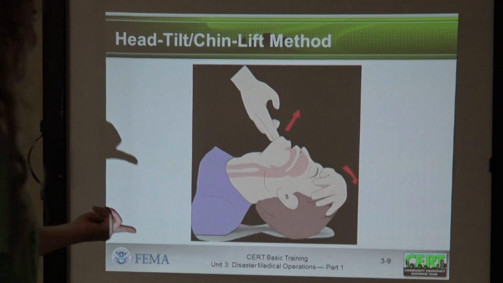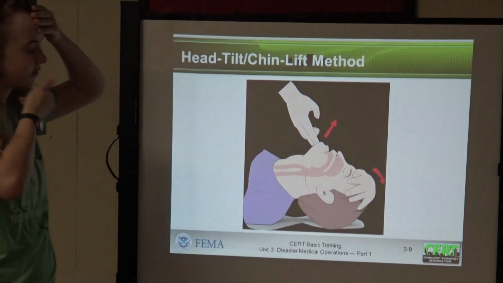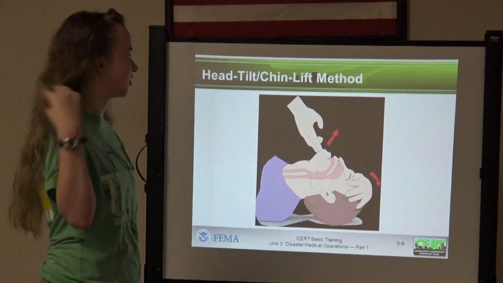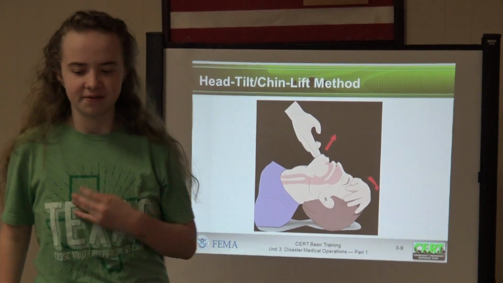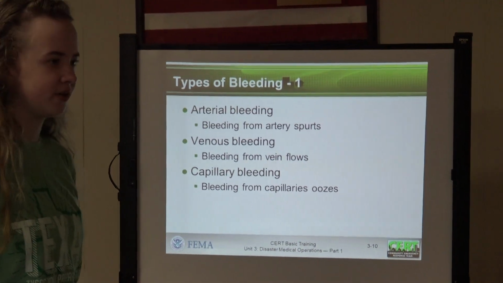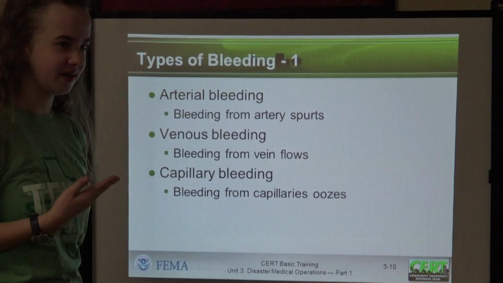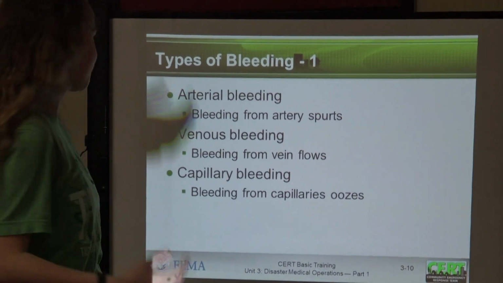Like that. You put your head back and with 2 or 3 fingers, you lift the chin up. And if it is their tongue blocking the way, then they should start to breathe immediately after you tilt their head back.